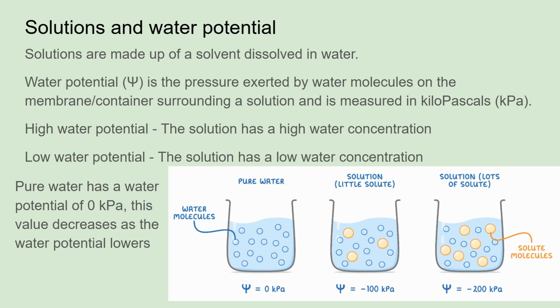So solutions are made up of solute dissolved in water. Water potential is the pressure exerted by the water molecules onto the membrane or container surrounding a solution, and like I said, is measured in kilopascals or kPa. High water potential means the solution has a high water concentration, and low water potential means the solution has a low water concentration. Pure water has a water potential of 0 kPa. This value decreases as the water potential lowers.